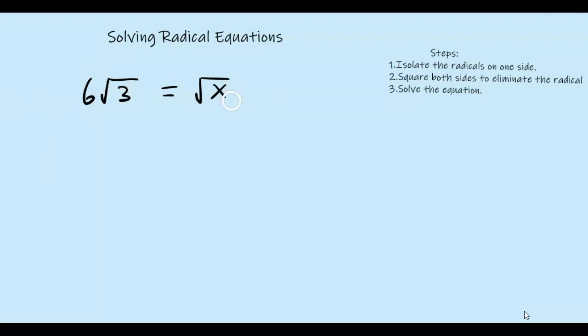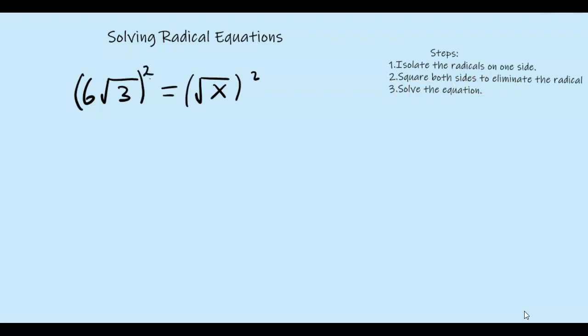And they have asked us to find the value of x. So we have to isolate the radical. In this question, we realize that the radical is already isolated, so we move on to the next step. We take the square root on both sides. So we will take a square root here, and we will take a square root here.